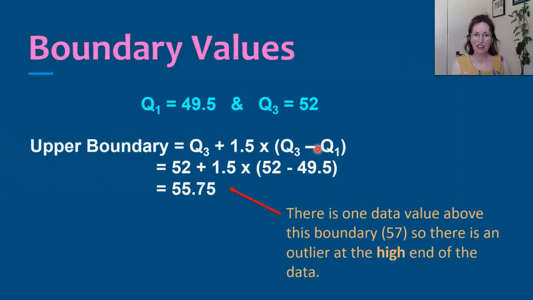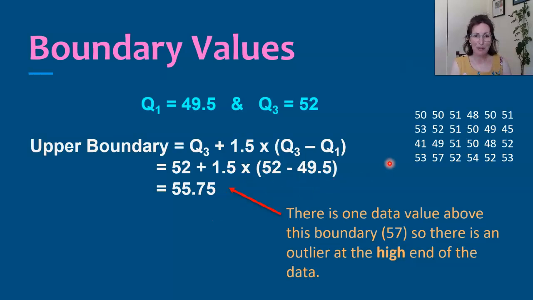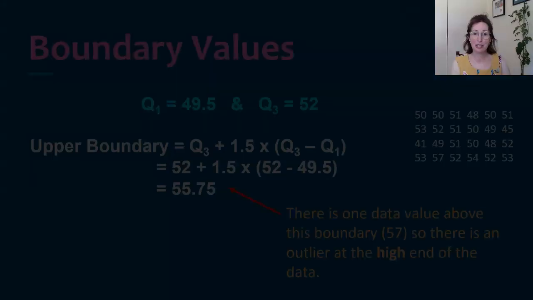If we have Q1 and Q3, here's the formula. We've got 52 for the Q3, as you can see there, adding on 1.5 multiplied by the difference between Q1 and Q3. So the big number take the small number, and we see what we get. Here's the list of numbers over here. Is there any data value greater than 55.75? Well, let's round up, greater than 56. Yes, there was one data value, 57, at the high end of the data. But then you might also have to have a discussion: is it that far away from the boundary, or is it quite similar to the rest? This is where you have to use some interpretation.